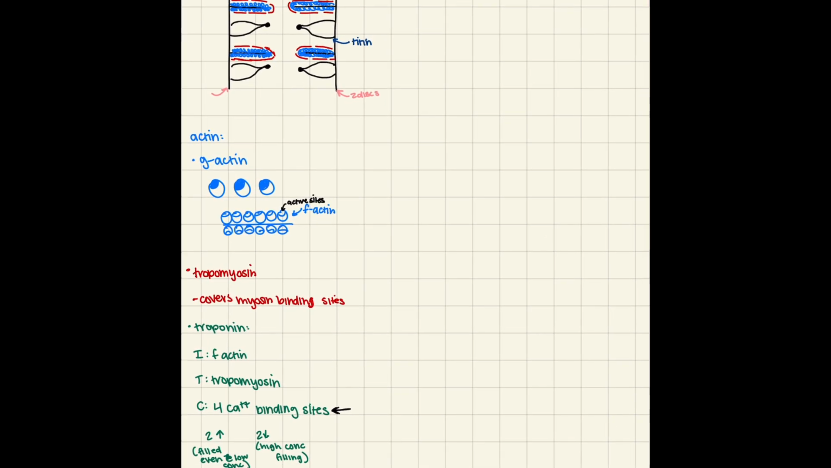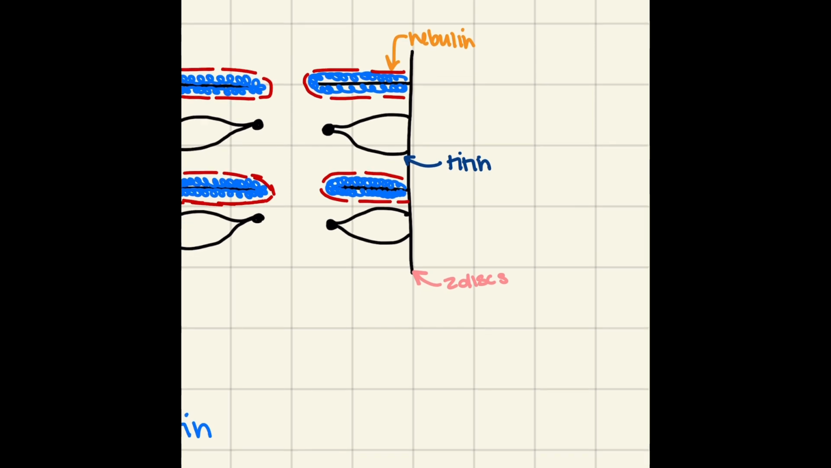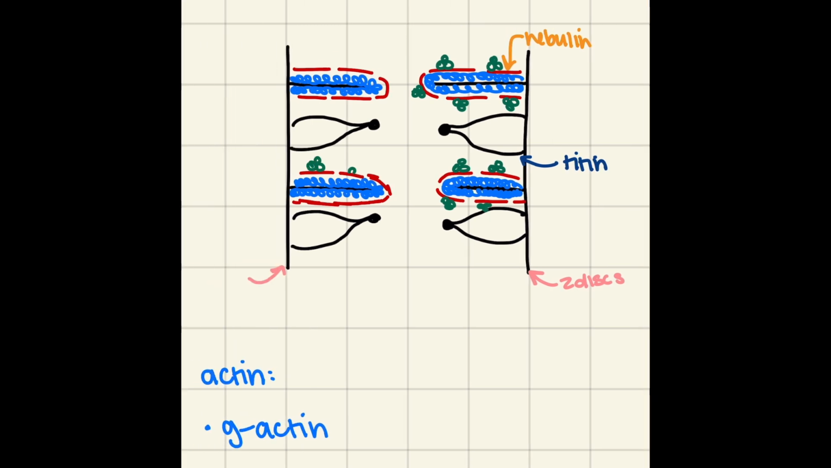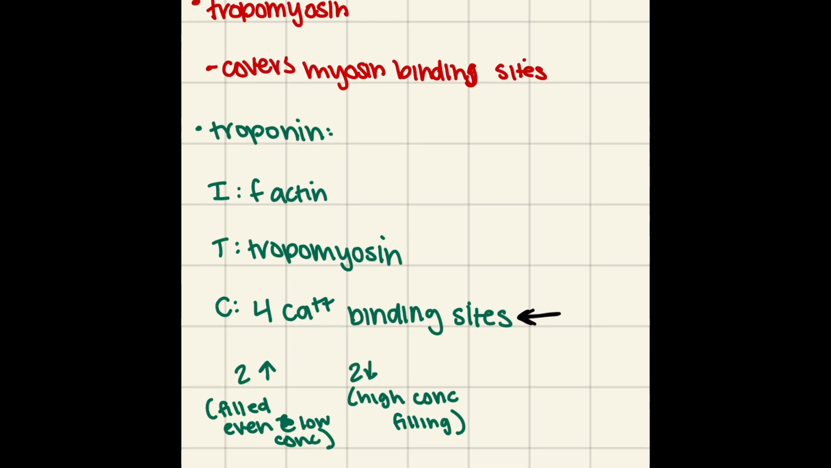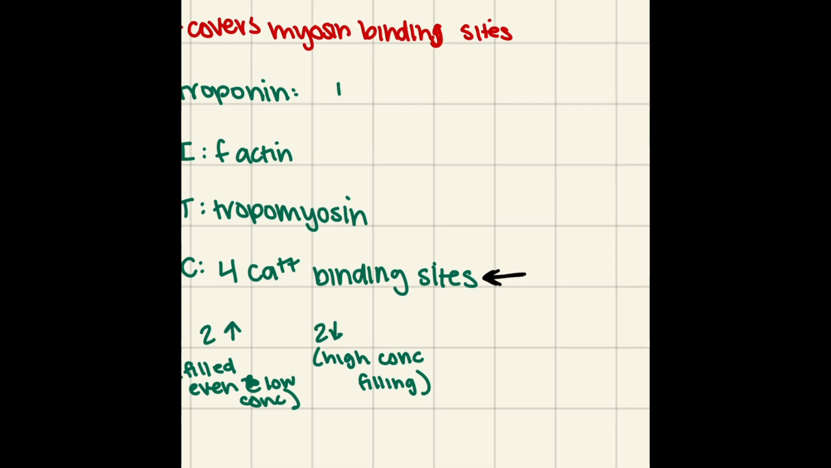And the troponin actually binds to tropomyosin. So there's 1 troponin for each tropomyosin. I'll try to show that, but I got a little crazy with my tropomyosin drawing. So for each tropomyosin, there's 1 troponin molecule or complex. So it's a 1-to-1 ratio, and it binds to tropomyosin.